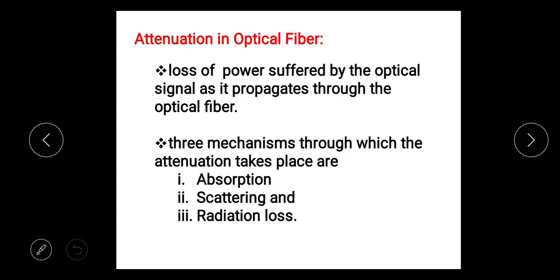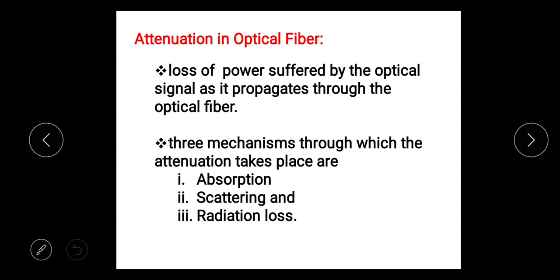Now we'll see our last case in this class, that is attenuation in an optical fiber. While light propagates through optical fiber, there exists a loss of power or loss of signal or loss of intensity. Such losses are called attenuation. So it is defined as the loss of power suffered by the optical signal as it propagates through the optical fiber.